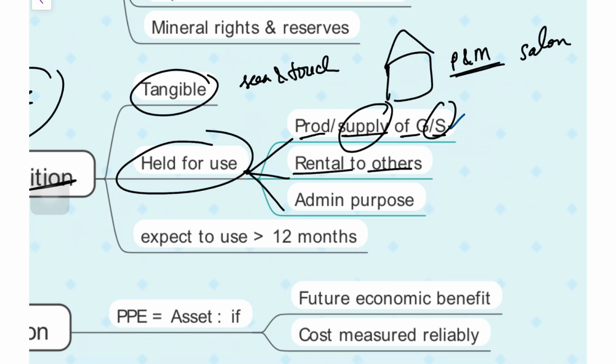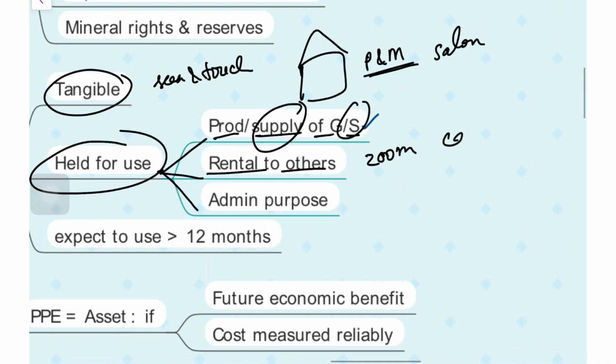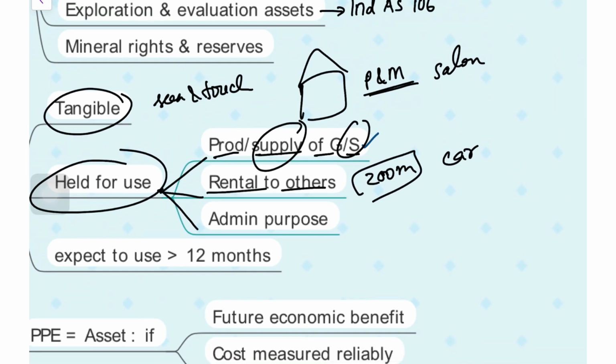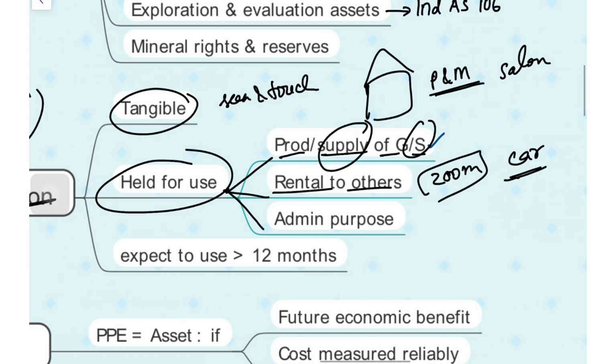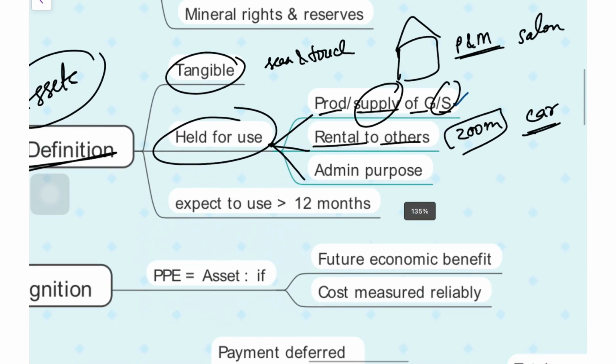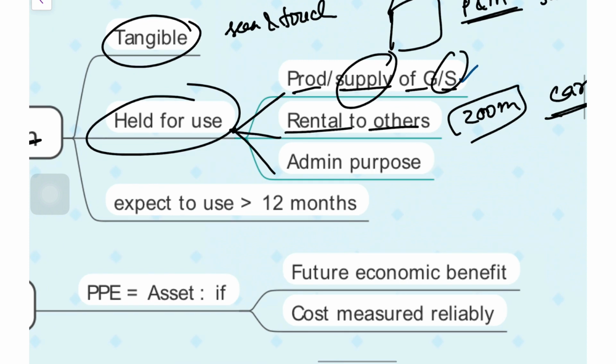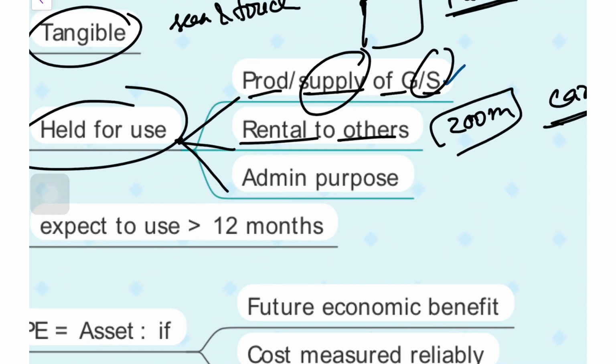The second use might be rental to others. Here you can take the example of the Zoom car company. This company gives the car on rent to its customers for a few hours. They can use the car and pay rent for the hours that they have used, right? So for Zoom car company, what is the PPE? Their PPE are the cars which they give on rent. So even if you're giving your PPE on rental to others, that will come under the definition of PPE.